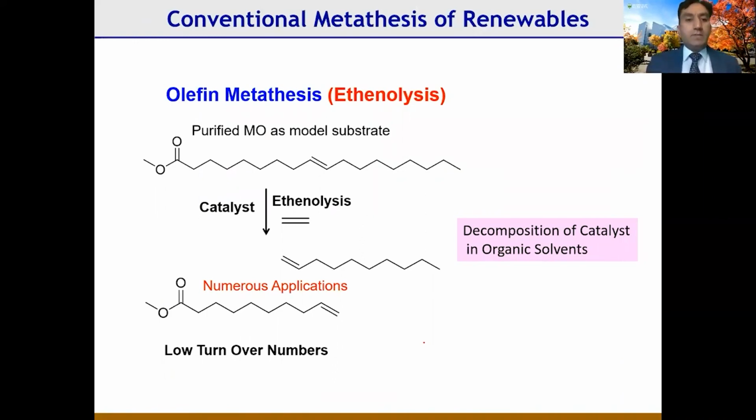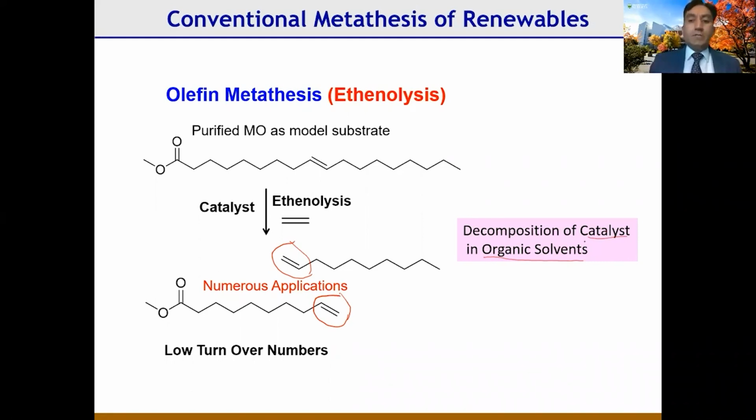The second utilization or process we used was olefin metathesis. This process is commonly used in the petrochemical industry to produce monomers or chemicals for a variety of different applications. It works well for the conventional metathesis process for the petrochemical industry. It doesn't work well for the renewable resource-based fatty acids. The reason being that the catalyst decomposes in organic solvents, and also the catalyst is not really very tolerant to the functional groups.